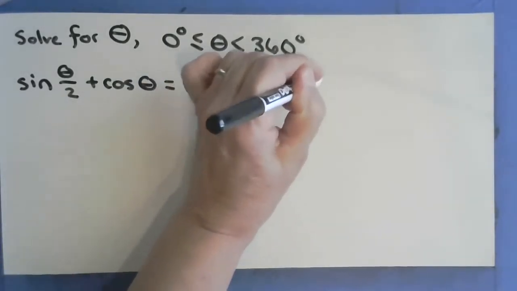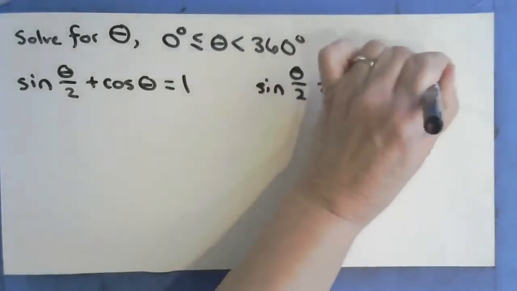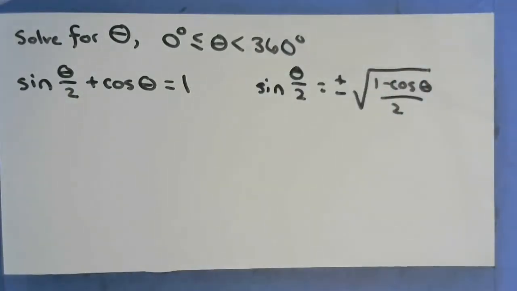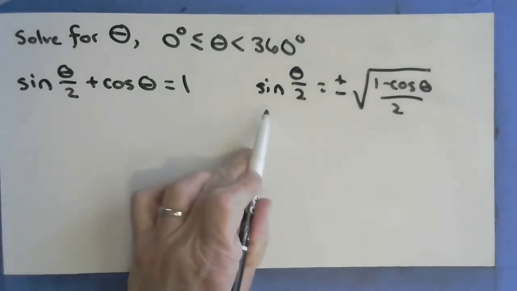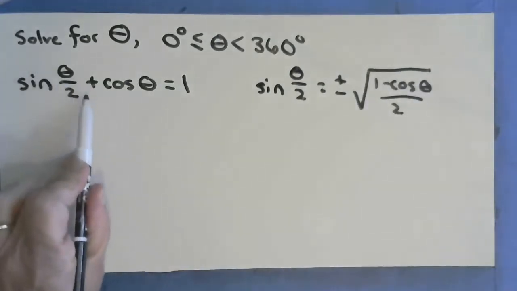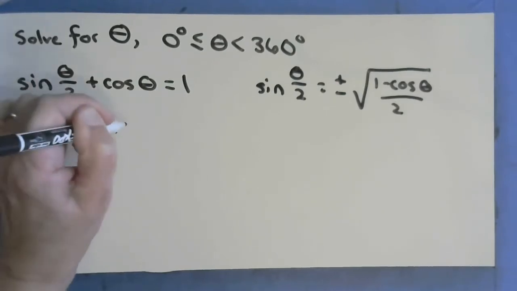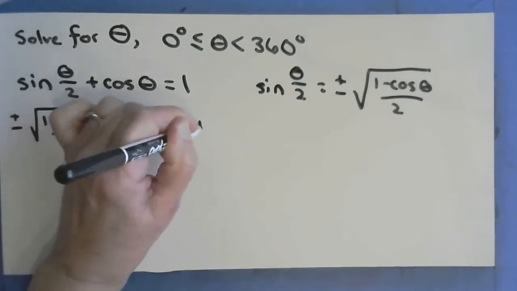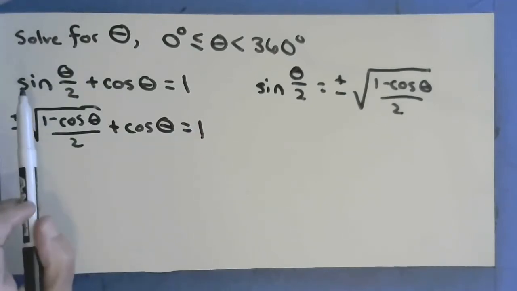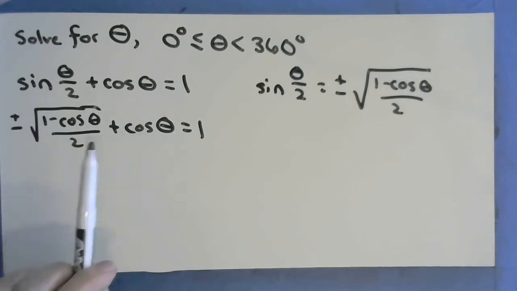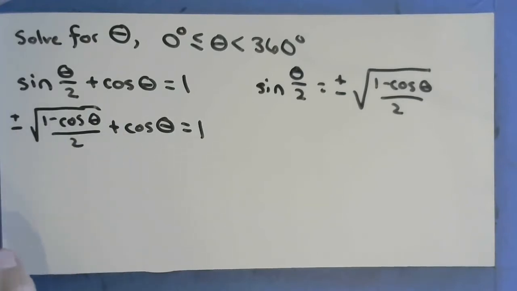Sine of theta over 2 is equal to plus or minus the square root of 1 minus cosine theta over 2. And I want to substitute this in for here. In doing so, I rewrite the equation: plus or minus the square root of 1 minus cosine theta over 2 plus cos theta equals 1. And I like this a lot because my equation has gone from 2 different functions to 1 function, I think will be easier to solve.